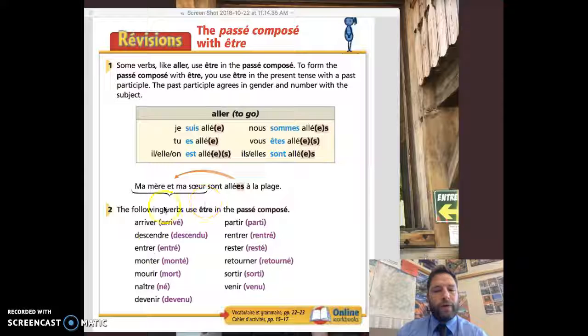And these are all your, again, transitive verbs going from one place to another. Mourir, naître, for instance, you're transitioning from one point of life to another. And so those are also passé composé avec être.